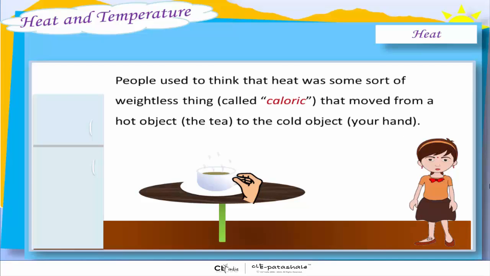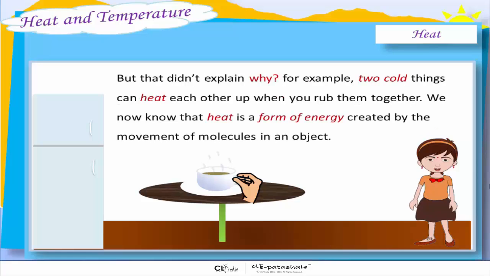People used to think that heat was some sort of weightless thing called caloric that moved from a hot object to the cold object, that is, from the tea to your hand. But that didn't explain why. For example, two cold things can heat each other up when you rub them together. We now know that heat is a form of energy created by the movement of molecules in an object.